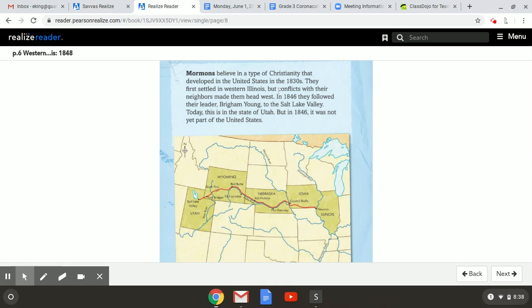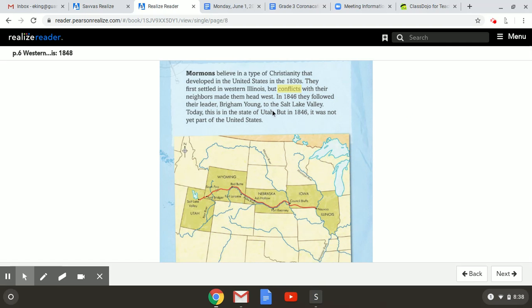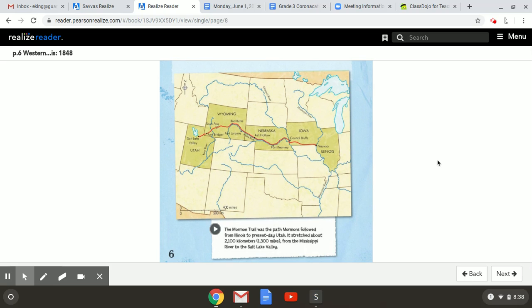Again, we see this word, our vocab word, conflicts again. Which is important because we know that conflicts means that they're in disagreements and they're not getting along. So there was conflicts with their neighbors. That's why they weren't getting along with them here. So they decided to head west. So that was their reason for their journey west.